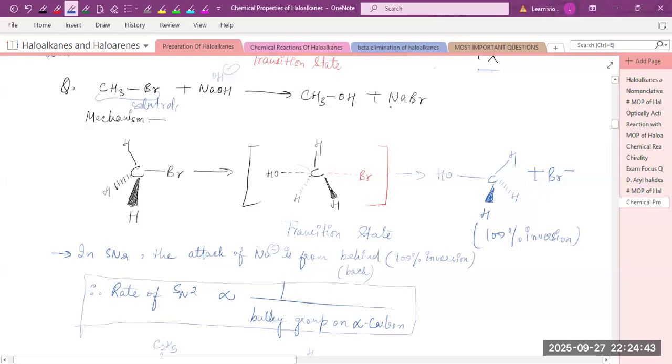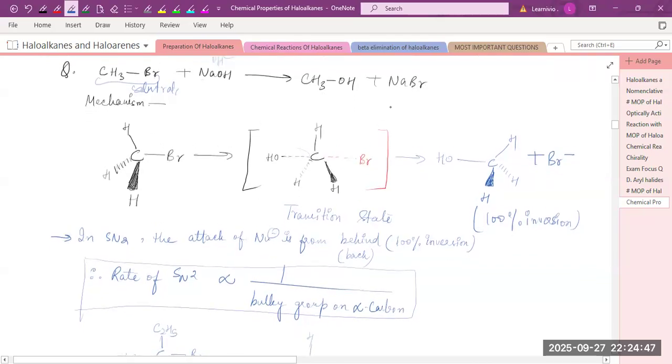Now the question is how you will write down the mechanism. I will show the mechanism of this reaction. So this is CH3Br, carbon with 3 hydrogens and bromine over here. Again, the same thing. Again, it's an SN2 reaction, SN2 mechanism. You can write it's an example of an SN2 reaction.